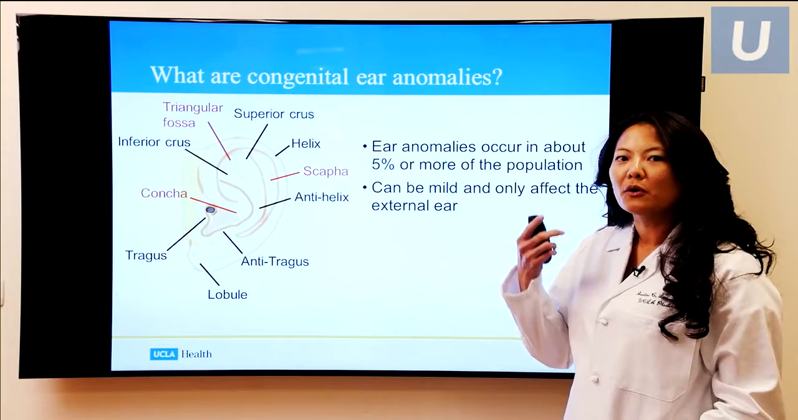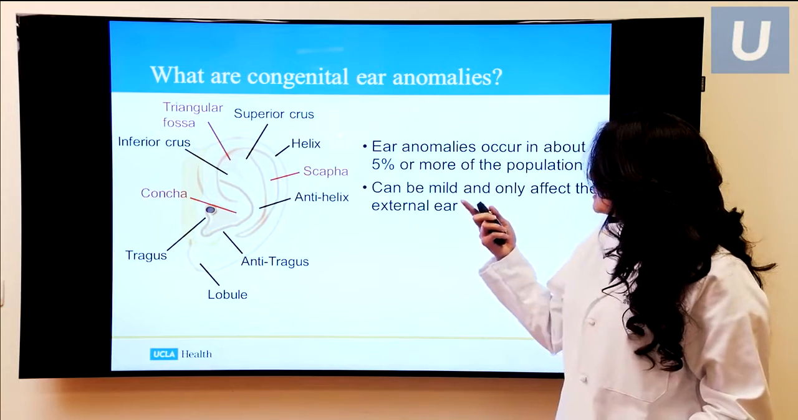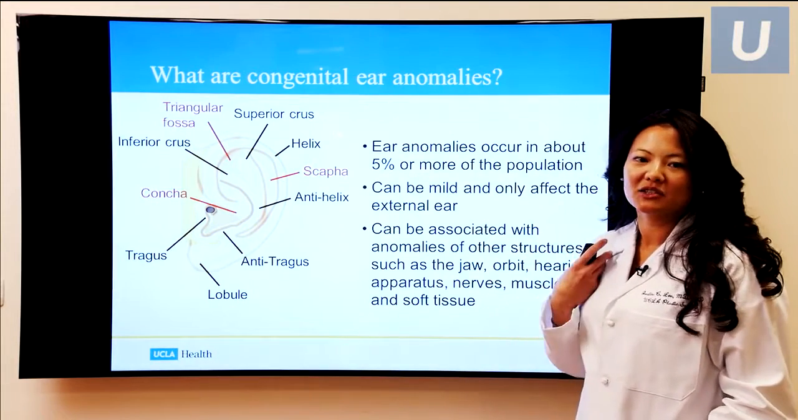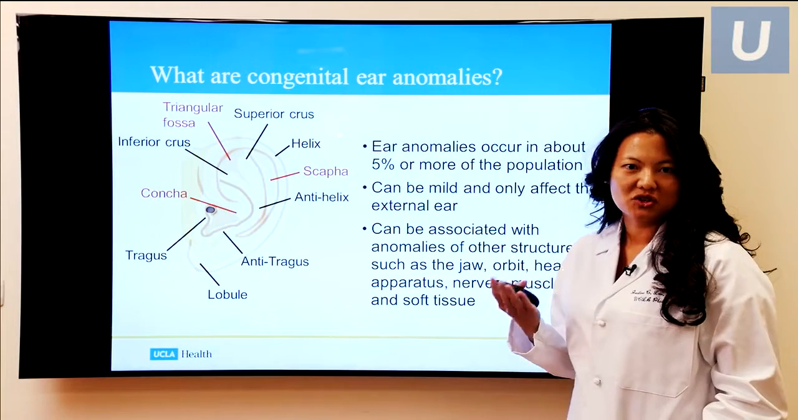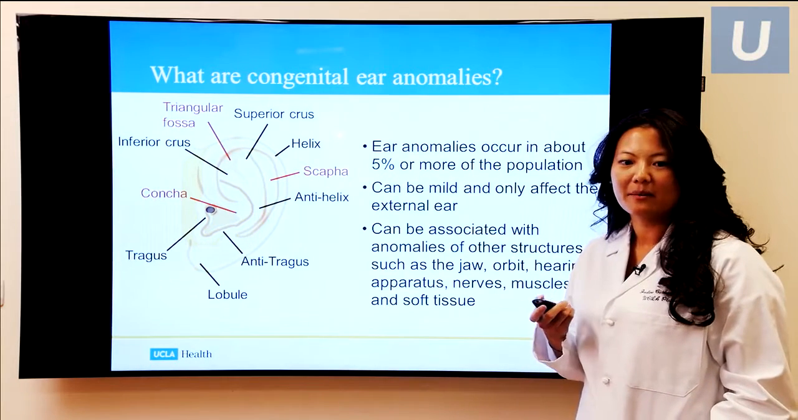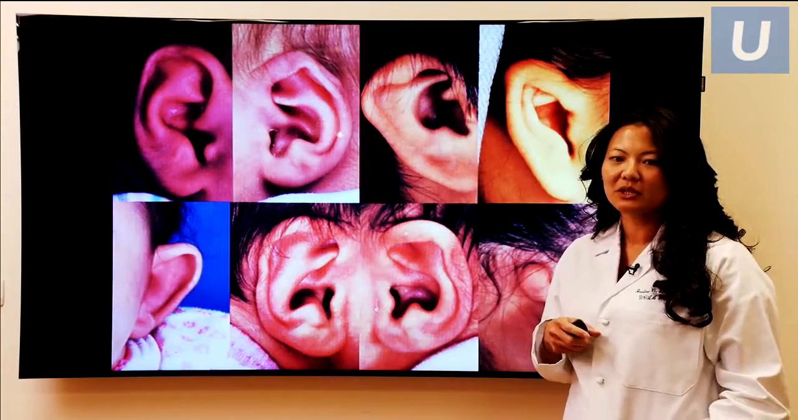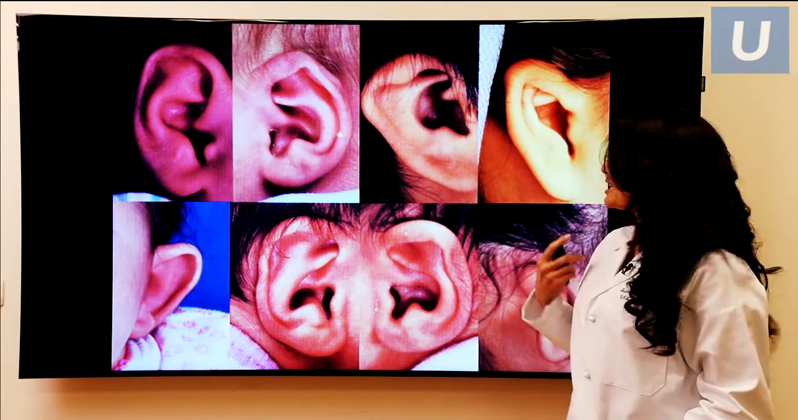as just a little fold or a little extra bump on the ear, and it can be a situation where it only affects the external ear. But sometimes it can also be associated with other anomalies, such as abnormalities of the jaw, the orbit, the hearing apparatus, nerves, muscles, and soft tissues. So, as you can see, ear anomalies occur in all different shapes and sizes.